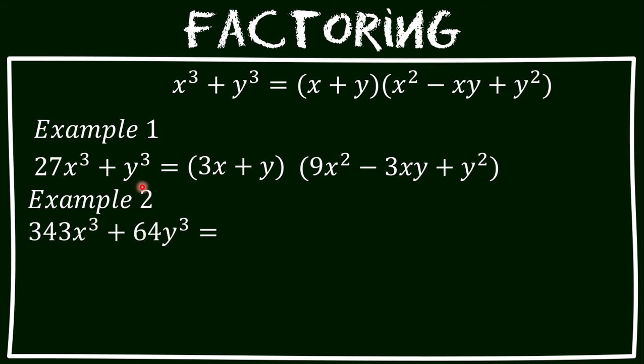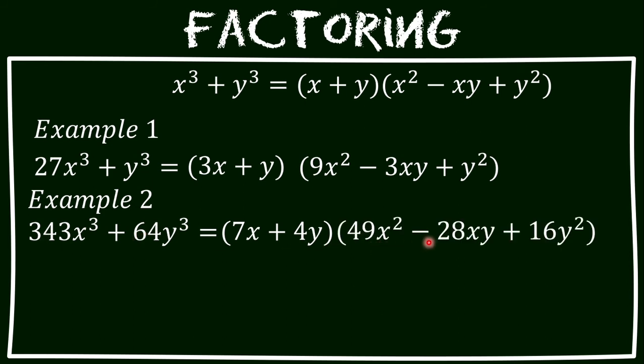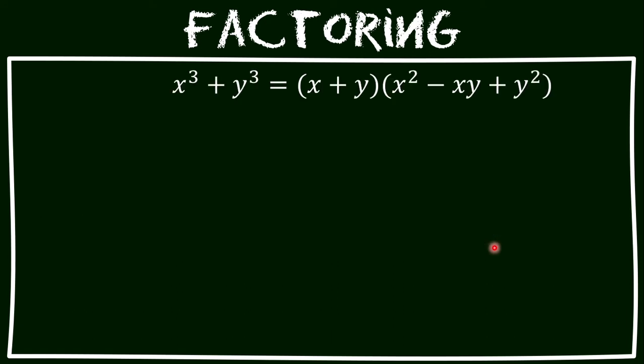That's our final answer for factors of this kind of expression. So for example number 2, we have 343x cubed plus 64y cubed. So what's the cube root of 343x cubed? The cube root of 343x cubed is 7x, plus the cube root of 64y cubed, that will be 4y. And then following this, that will be 49x squared, and then 16y squared, and then we have negative 28xy.